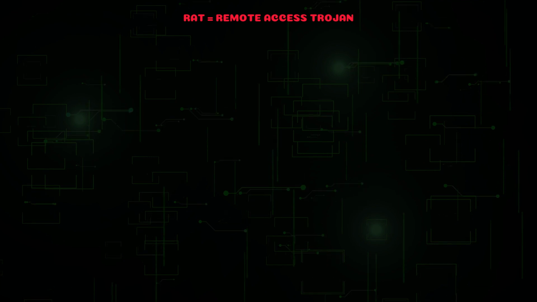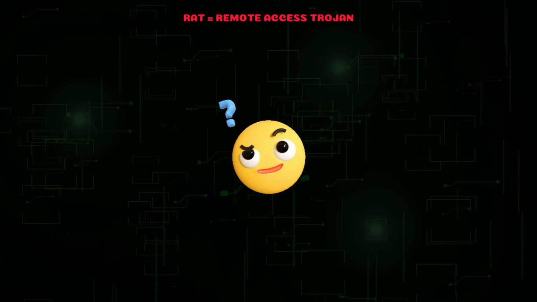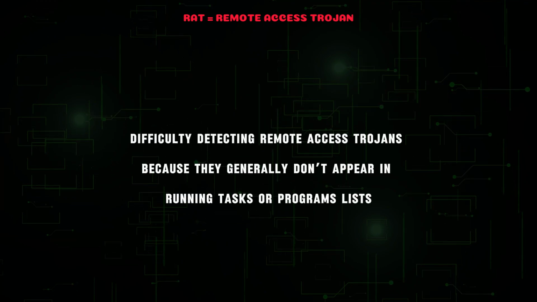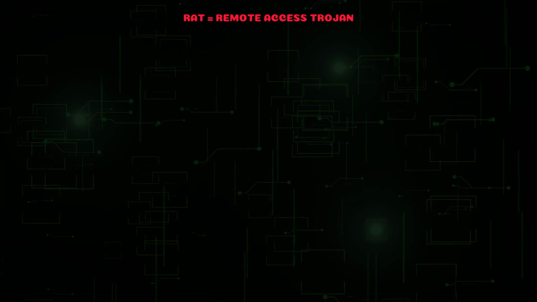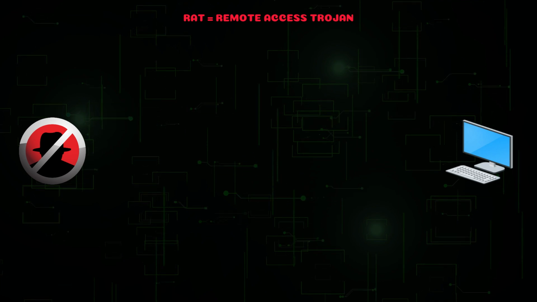Why are remote access Trojans dangerous? Cybersecurity teams often have difficulty detecting remote access Trojans because they generally don't appear in running tasks or programs lists. Remote access Trojans commonly perform actions similar to those of valid programs. Also, an attacker will manage the level of resource use so that there is no drop in performance, making it more difficult to notice the threat.